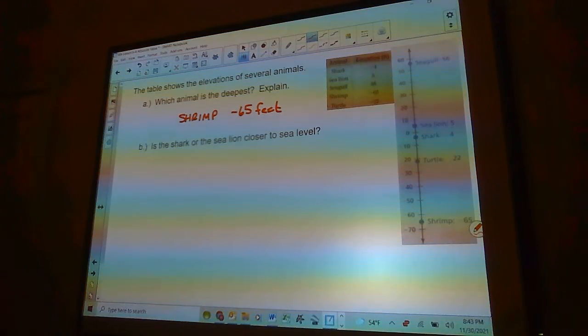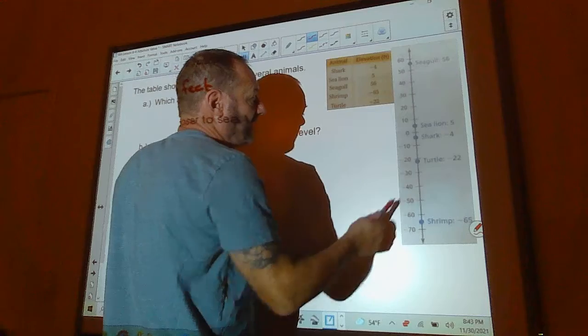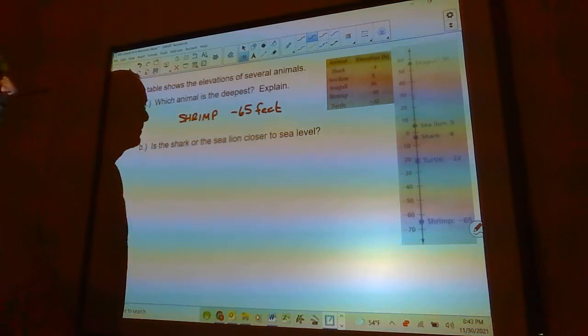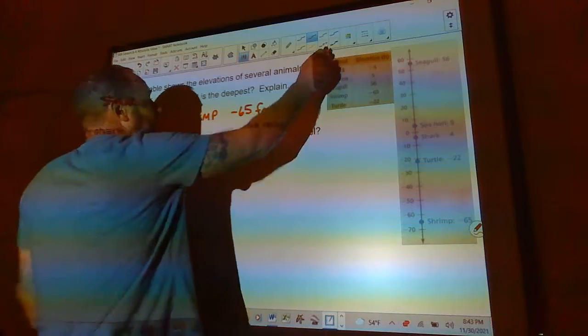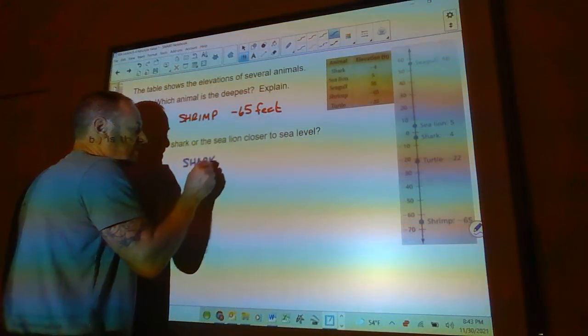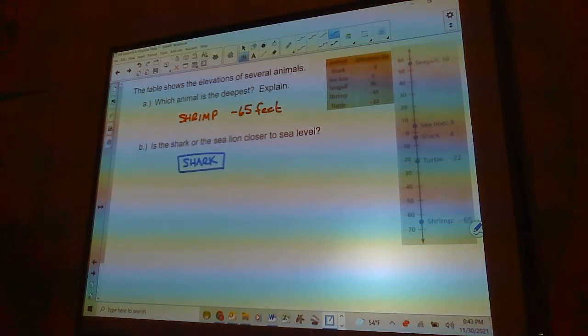Is the shark or the sea lion closer to sea level? The sea lion is 5 feet above sea level, and the shark is at negative 4 feet, so it's 4 feet below sea level. So which one is the closest? The shark is the closest to sea level. This is only 4 feet. The absolute value of negative 4 is 4.